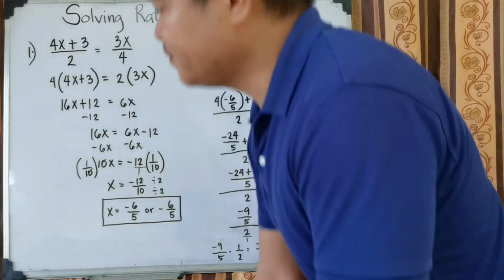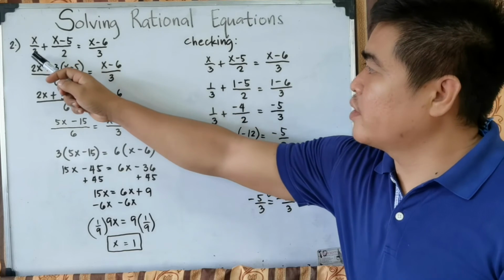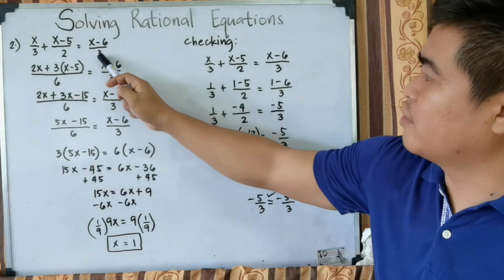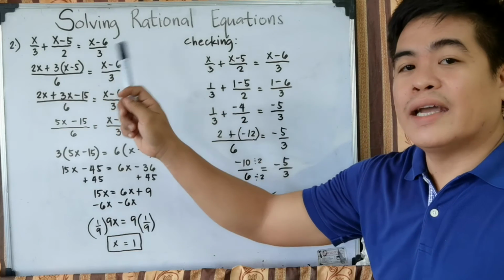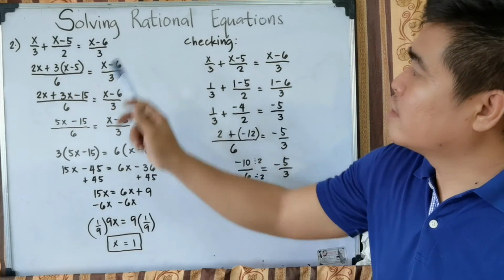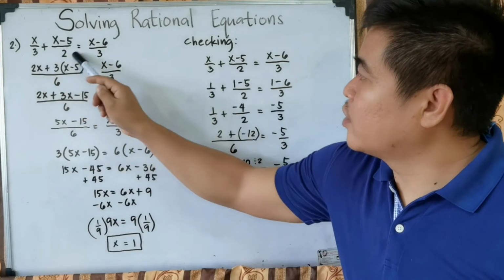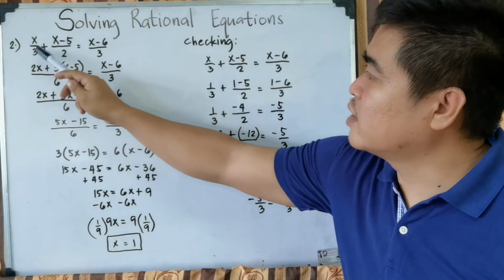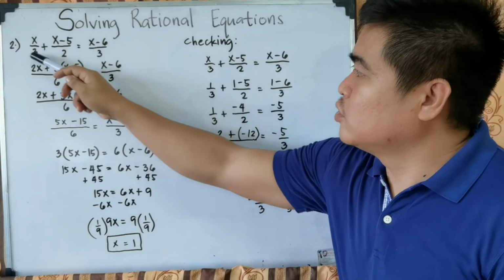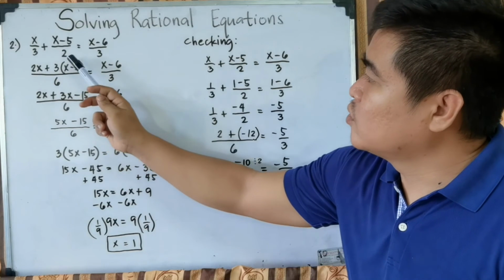Let's have another example. Our second example is x over 3 plus x minus 5 all over 2 is equal to x minus 6 all over 3. As you can observe, unlike the first example, this equation is composed of three rational expressions. On one side of our equation, we have two rational expressions. The first thing we're going to do is combine these two expressions. How? Simply add them and find their LCD.